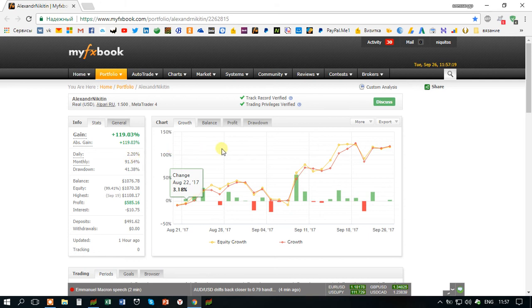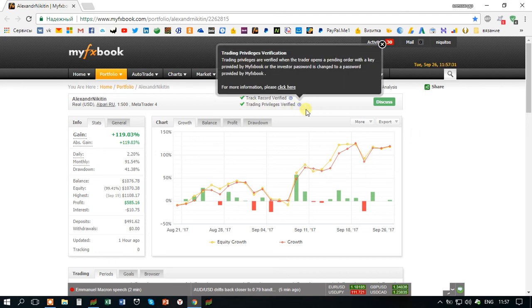Well, what does MyFxBook say? It shows the equity curve, track records verified, trading privileges verified. It means that it is my account. I can change whatever I want. So I have my account.